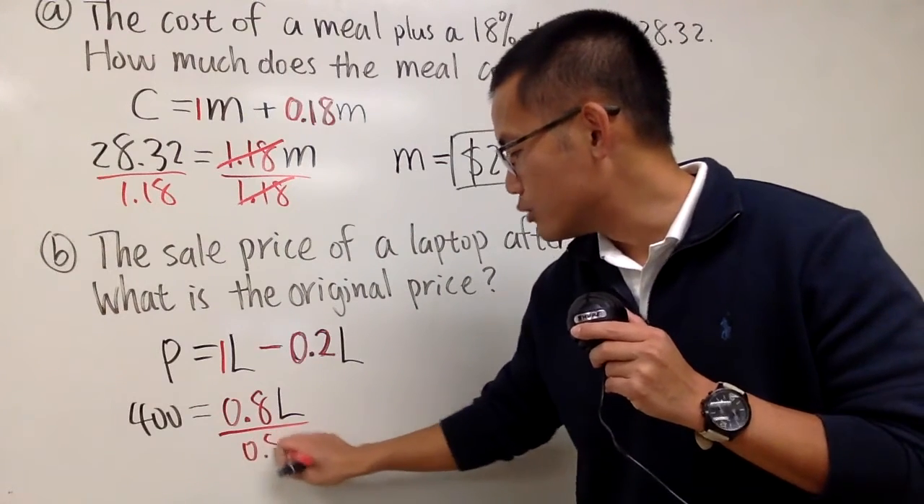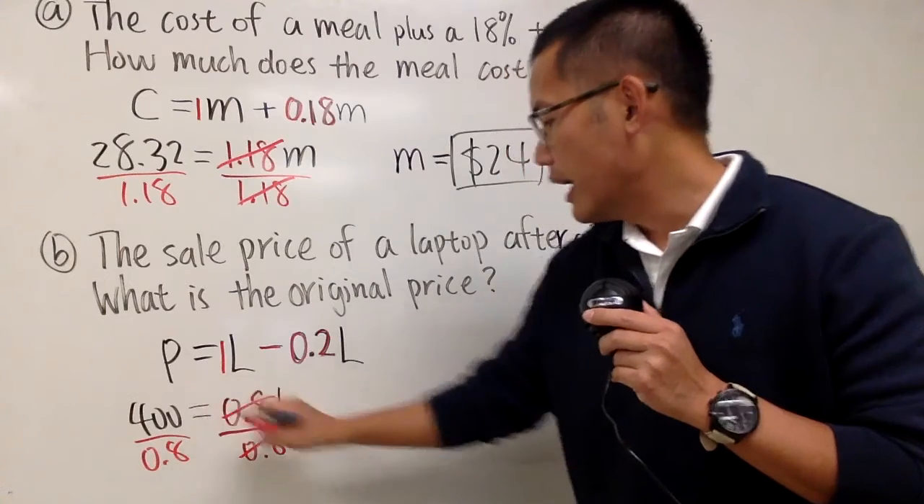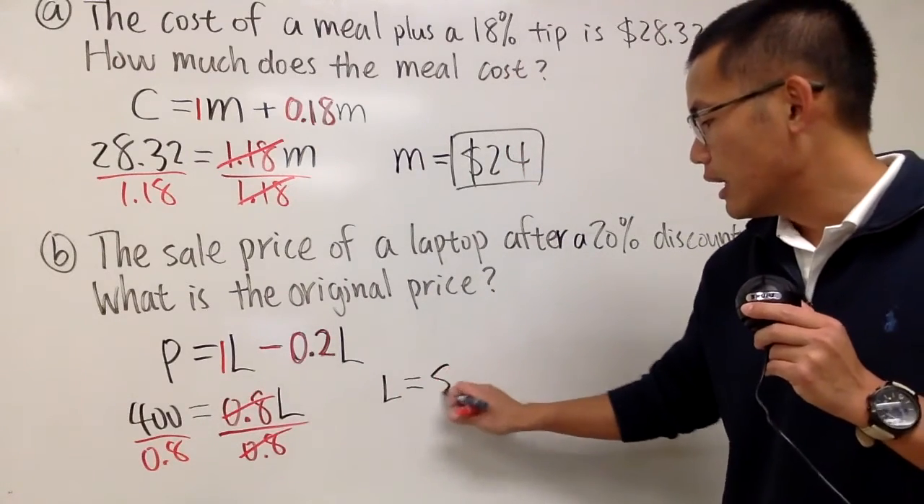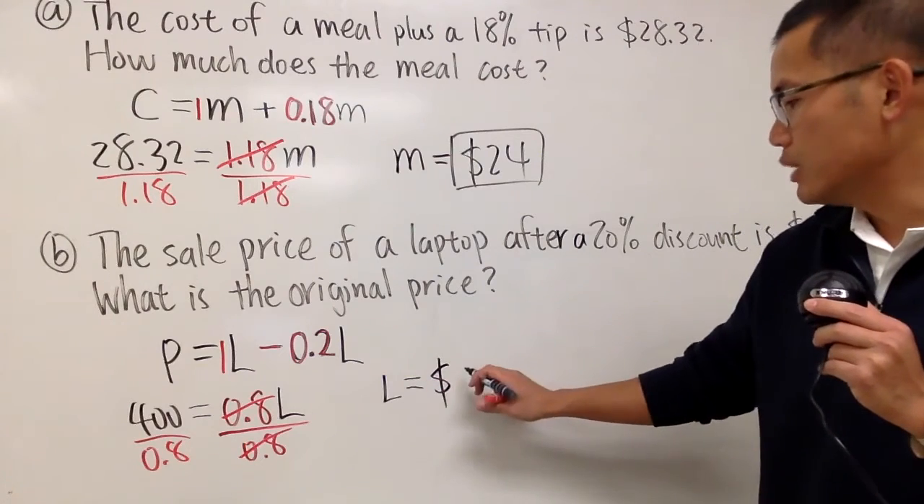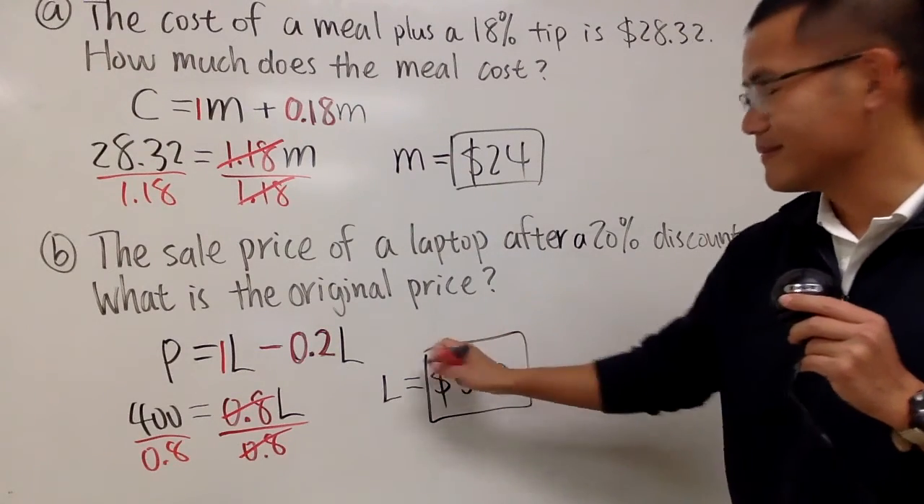So divide both sides by 0.8, so that this and that will be cancelled. And of course, work that out on your calculator also. In the end, you'll see the original price for the laptop is equal to $500. And with that, we are done.